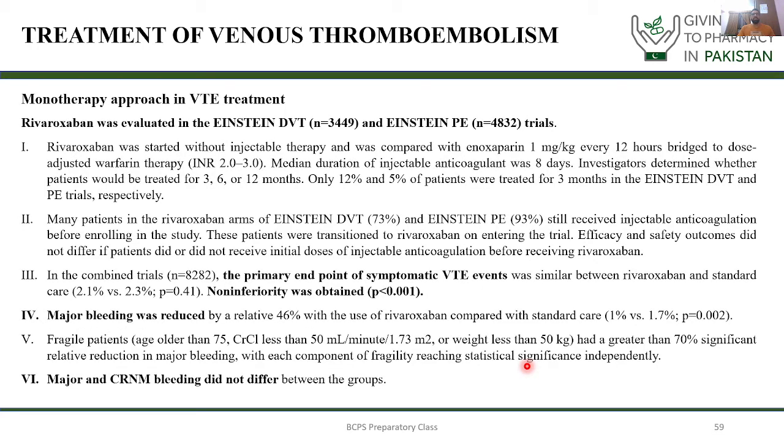Next is the monotherapy. Monotherapy, as I told you, is where they start with an initially high dose, then gradually decrease the doses. In the rivaroxaban Einstein DVT and Einstein PE trials, they started the rivaroxaban and compared with the enoxaparin in the control group. Enoxaparin 1 milligram every 12 hours they used.